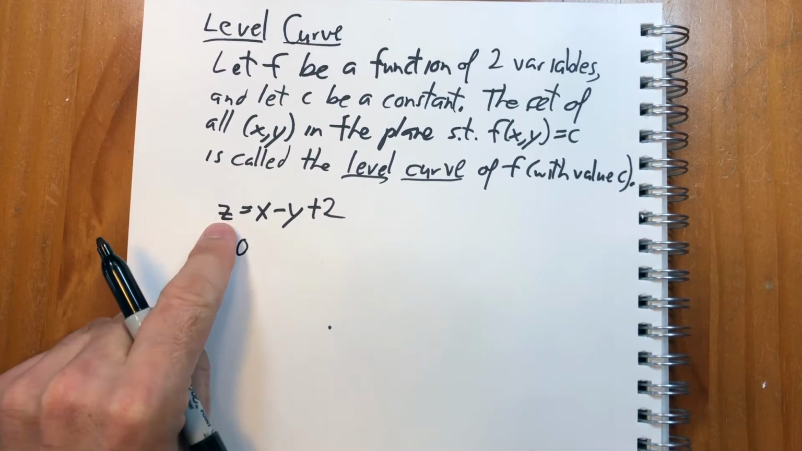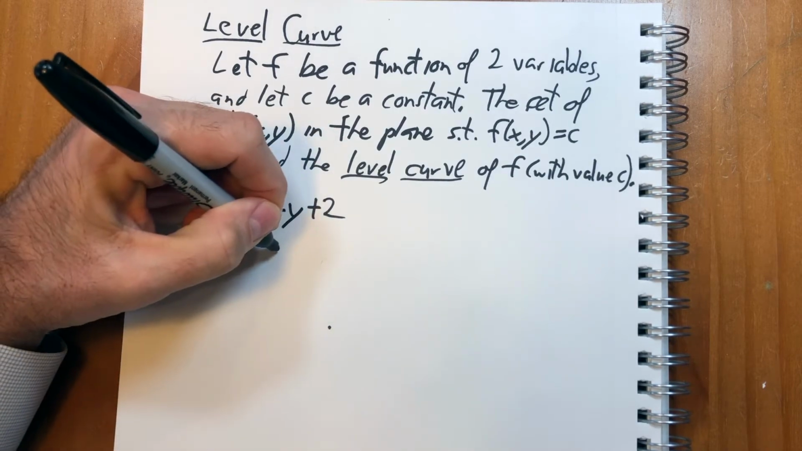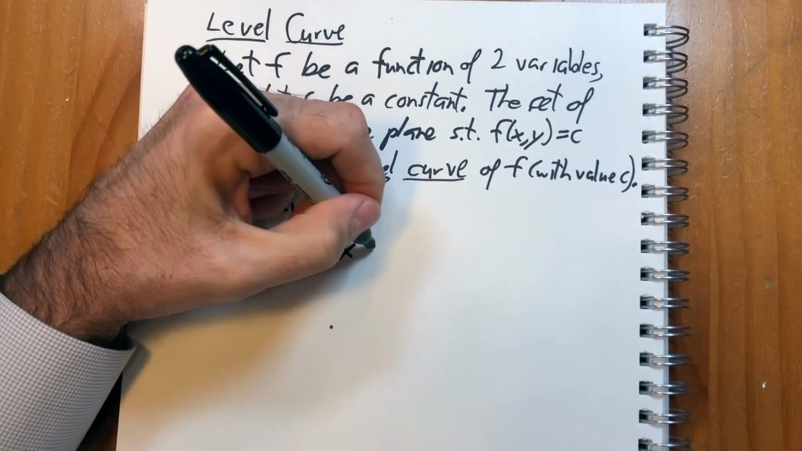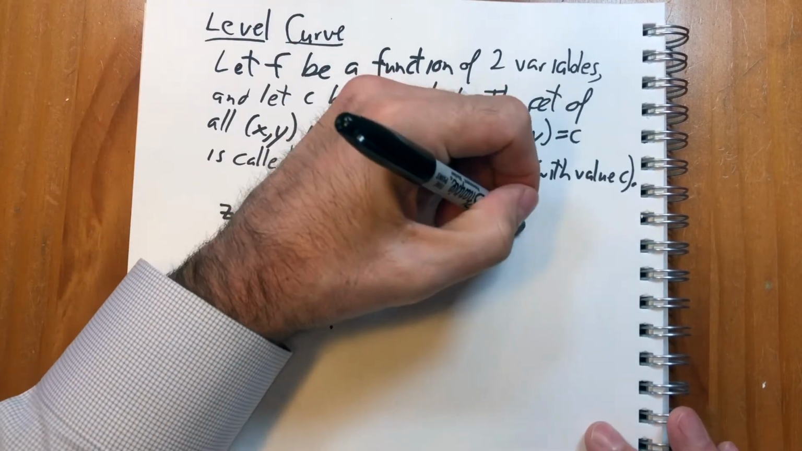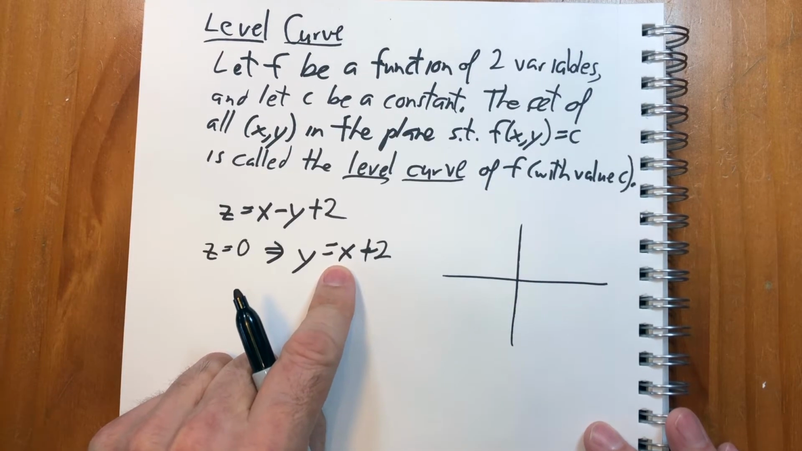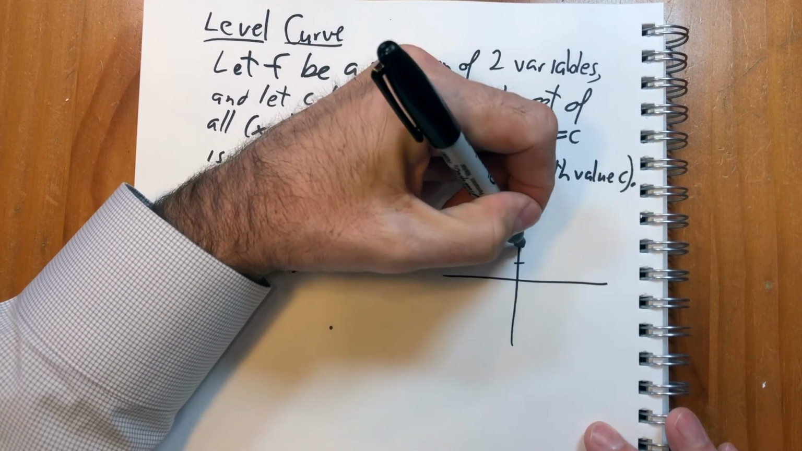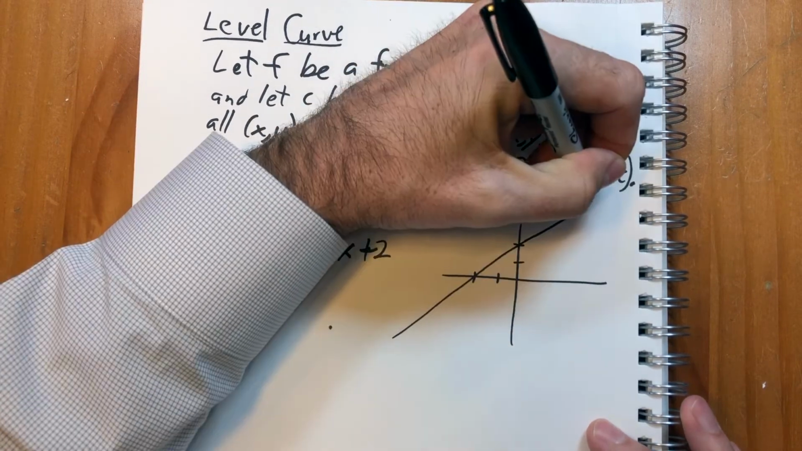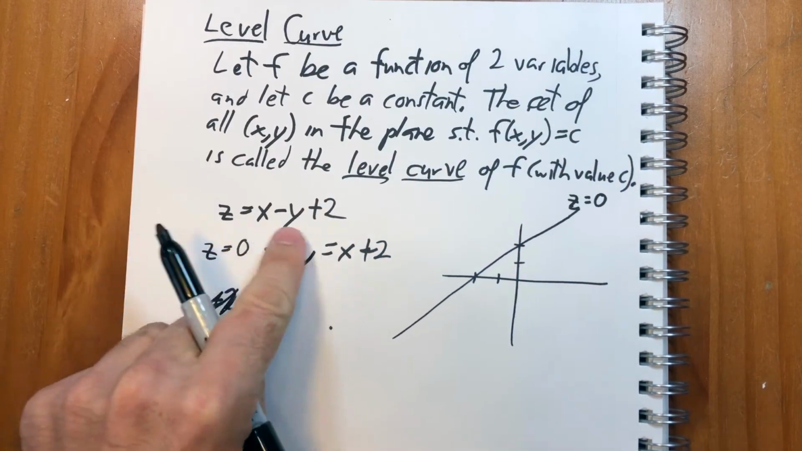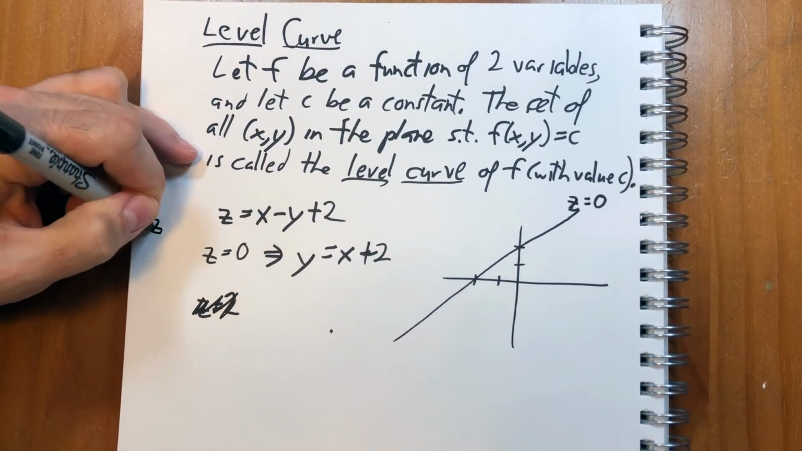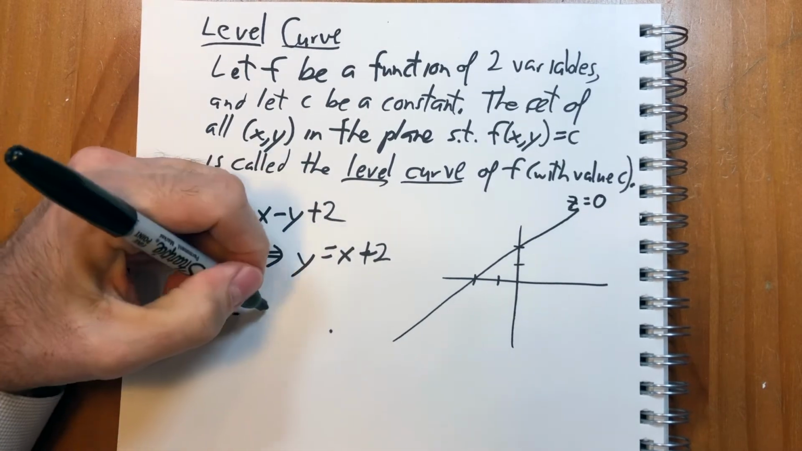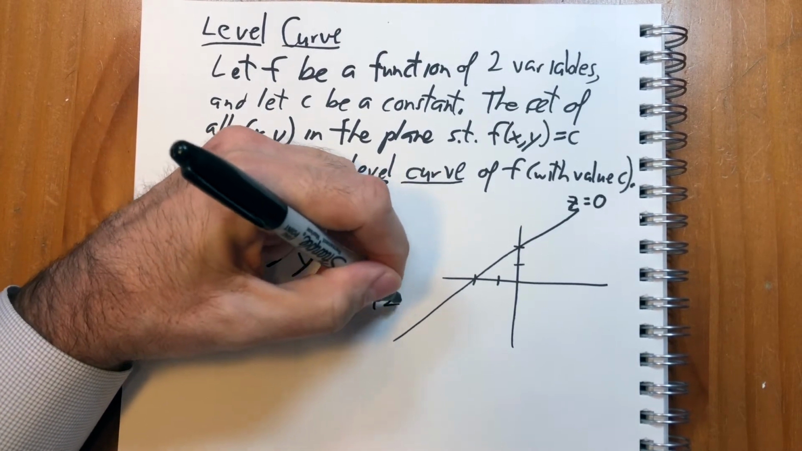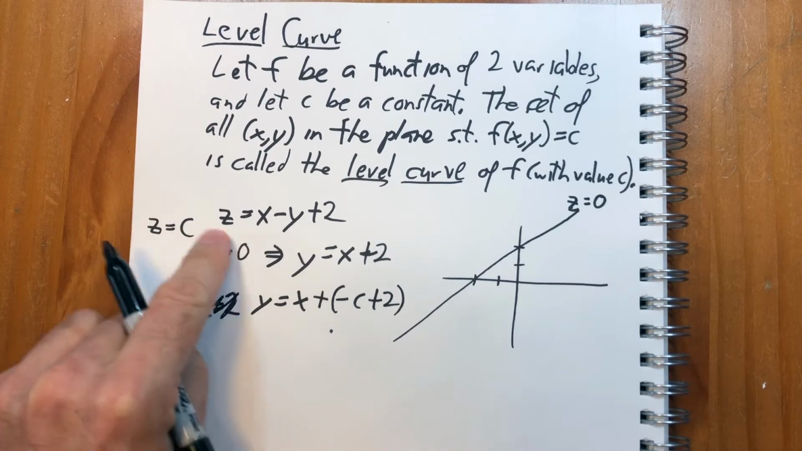When z equals 0, we can just move this over, and we have that y equals x plus 2. So that is a line with slope 1 that crosses the y-axis at 2. Okay, that's this line, that's z equals 0. Generally then, if we make z any constant c, we can rewrite this as y equals x plus (2 minus c). We replaced z with c and then moved it over.